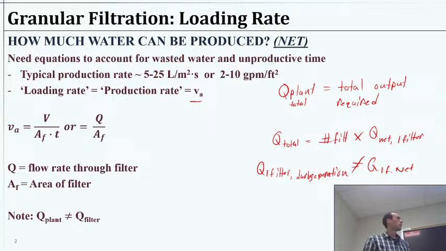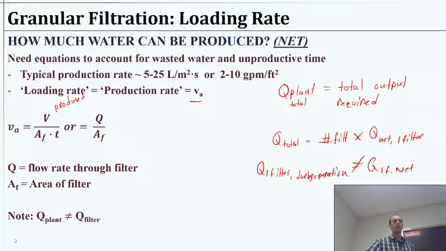And so when we consider that, we could define that as the volume of water that we are producing divided by the area of the filter per time, right? So maybe we produce 10 cubic meters in an hour or something.